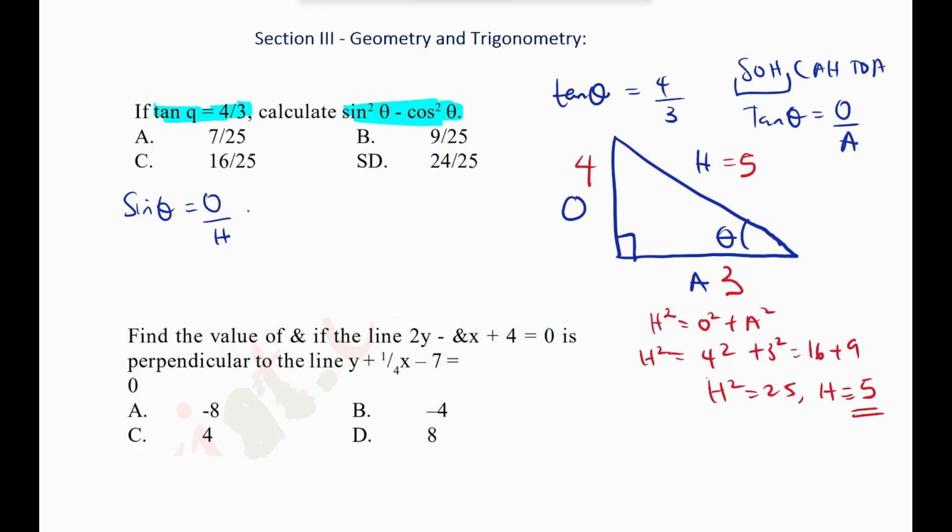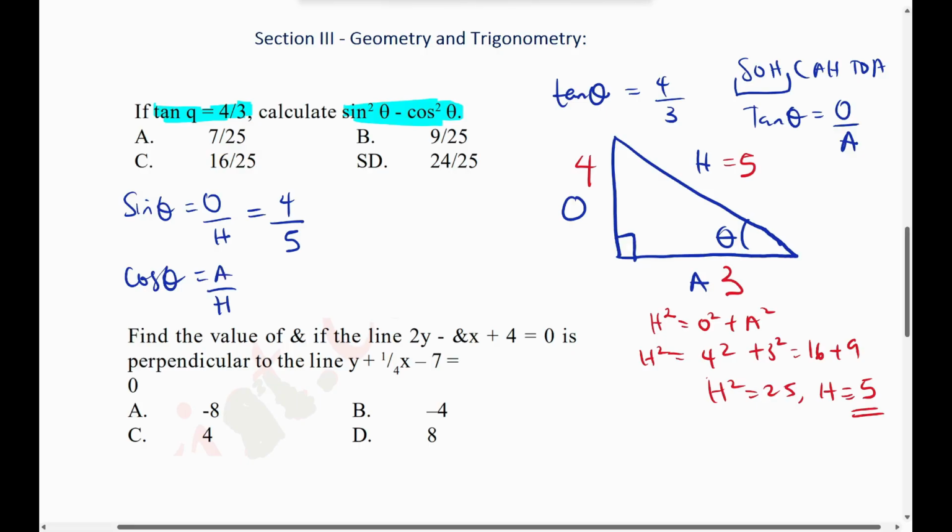And in this case, our opposite is 4 and our hypotenuse is what? Our hypotenuse is 5. And cos theta on the other side is equal to adjacent over hypotenuse. How do we know that? From our SOHCAHTOA. So CAH means adjacent over hypotenuse. Adjacent is 3, hypotenuse is 5.